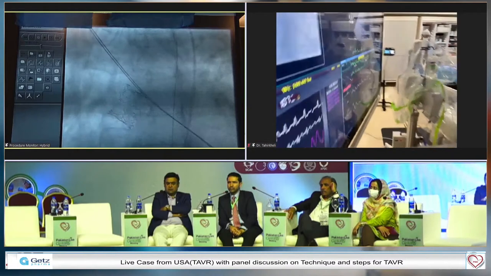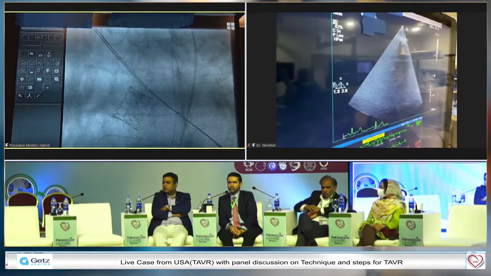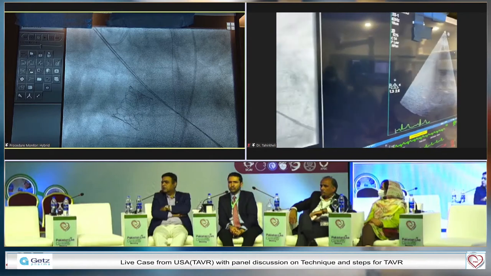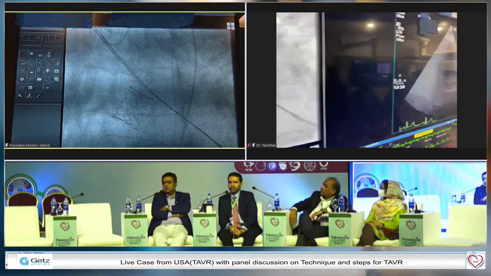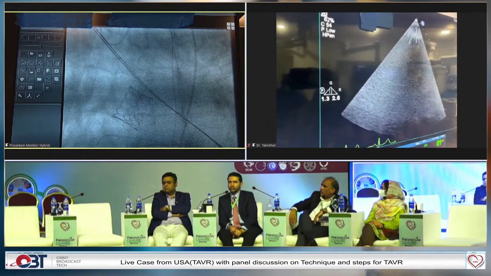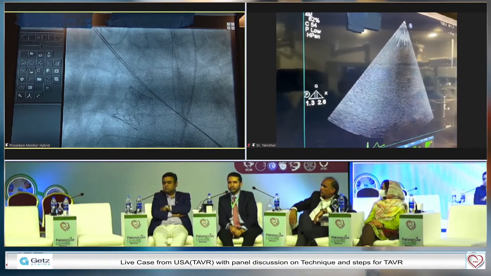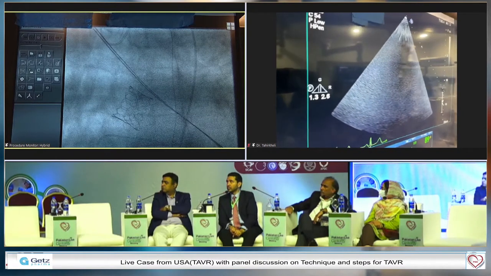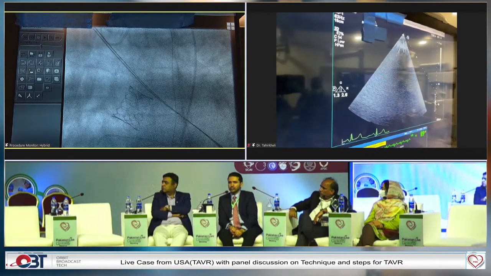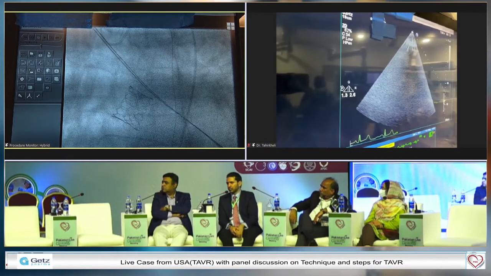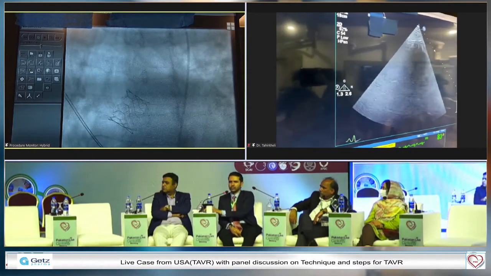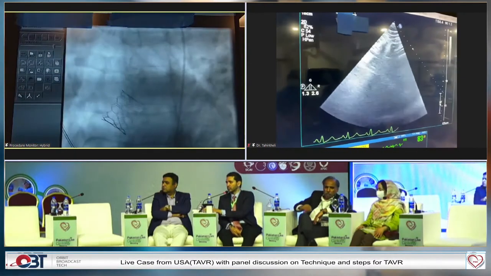What are the differences between the Sapien and the Evolut? Sapien is obviously balloon expandable. CoreValve is self-expanding. Sapien is always a one-shot thing. You always pace, you make sure you're in the right lane, and there's no coming back from it once you have committed. With CoreValve, you have three chances, and you can go up to two-thirds deployment and still go back on it if you're not happy with the position. So it's pretty handy when you're dealing with difficult anatomies.